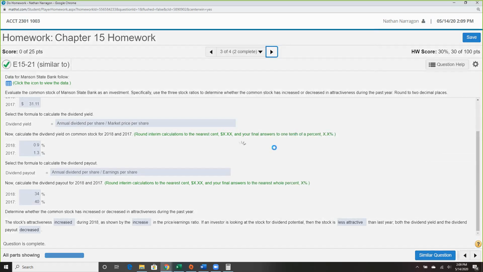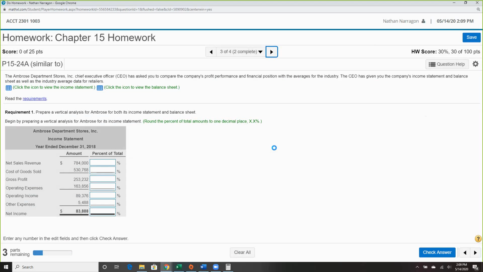Question 3. Ooh, a vertical analysis. It's a little bit easier. And it's 1 decimal place. Okay. So simple here. We're going to look at it and we're going to see which one is the percentage total, that's net sales. Anytime we see these, it's always computing from net sales. So net sales is always 100%.